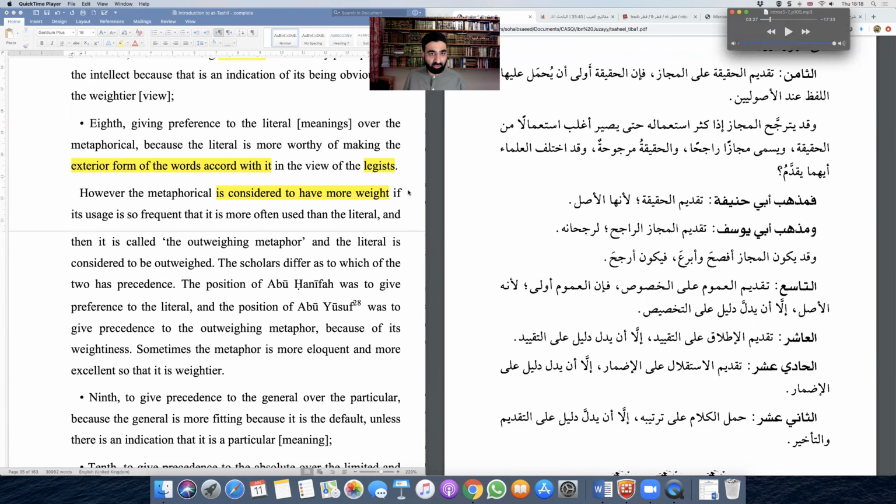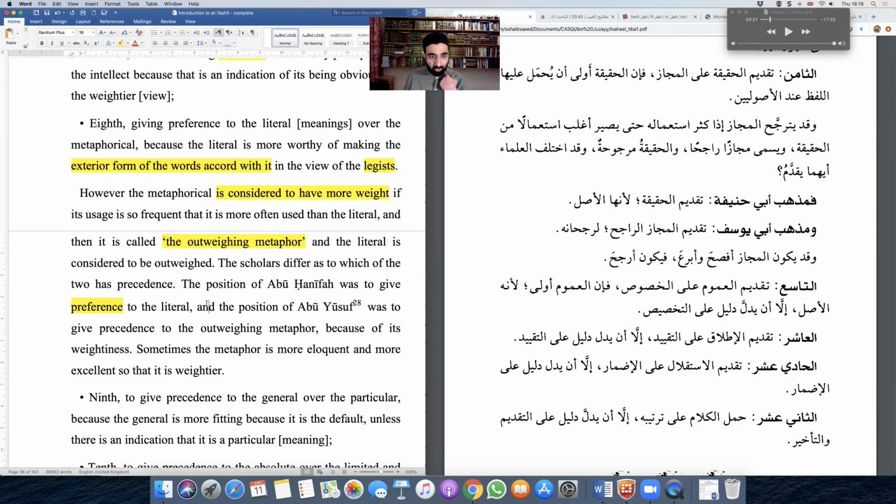The metaphor is considered to have more weight if its usage is so frequent that it is more often used than the literal, and then it is called the outweighing metaphor. All right, so they've used the same kind of haqiqa, I guess, of rujhan, and the literal is considered to be outweighed. Scholars differ as to which of the two has precedence. Position of Abu Hanifa was to give preference. You see, you're going to precedence and then preference. You should keep those as the same.